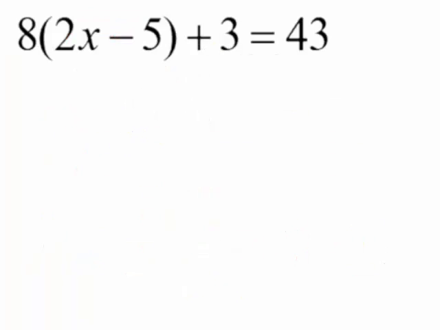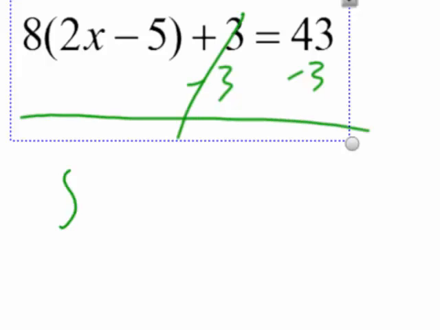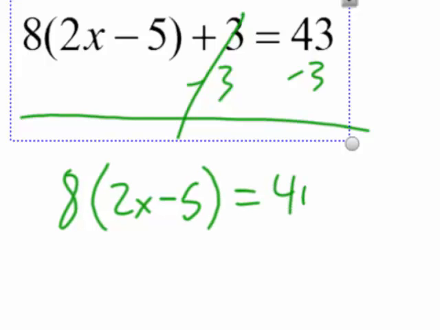Okay, so over here, once again, we have two terms. One of them is adding. So anytime it's adding or subtracting, move it over. So get rid of this plus 3 by subtracting 3. You could distribute first, but why not just be consistent? So then you've got your 8 times 2x minus 5 equals 40.